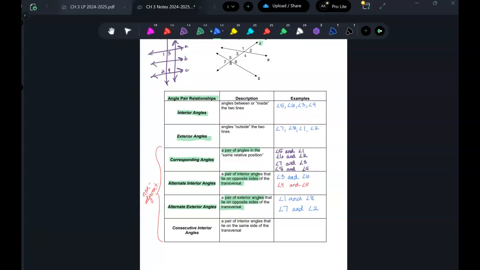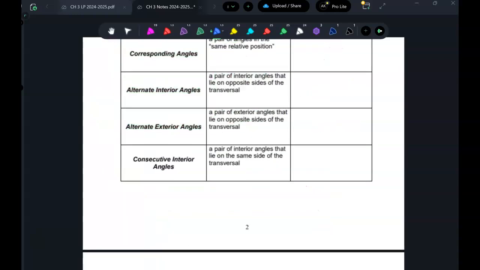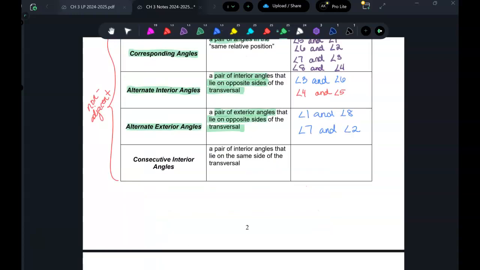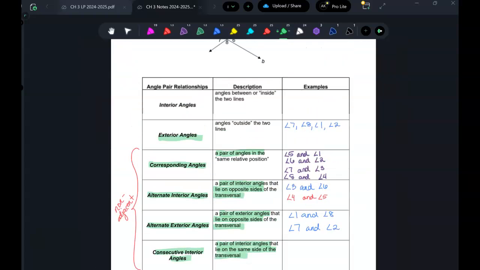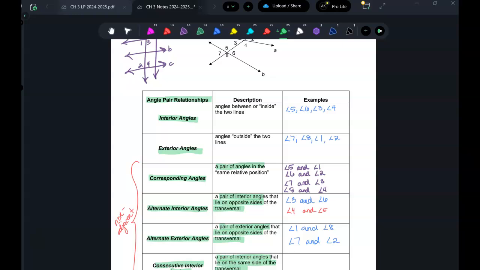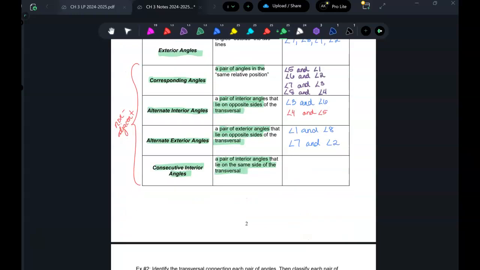All right, last one. Consecutive interior angles. Consecutive means what? Like one right after another, right? So these are going to be a pair of interior angles that lie on the same side of the transversal. So 5 and 3. They're both interior, right? And they're on the same side of the transversal.